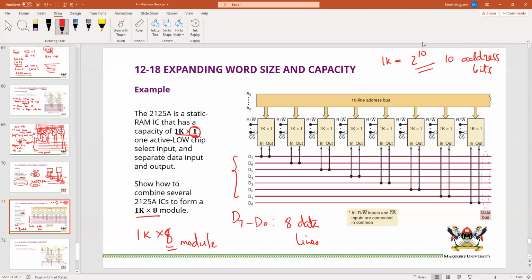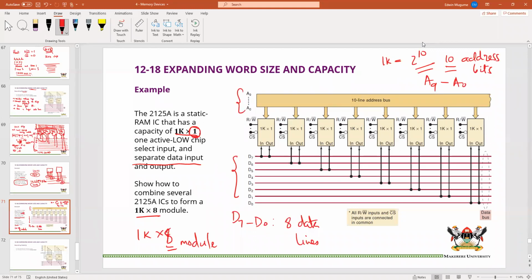Once again, these are separate data input, data output. So you can see that is in, that is out. Each of these will have one word, in, out, and each of them is connected to a different bus. Now, my 10 address lines are A9 to A0, okay? You can see them here.